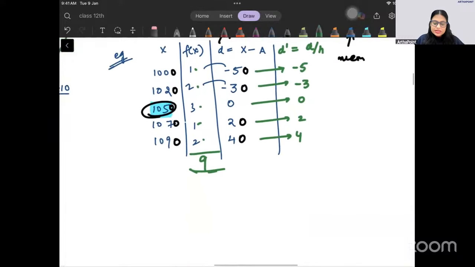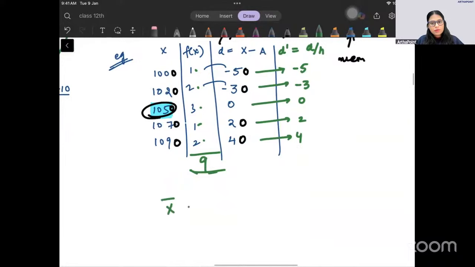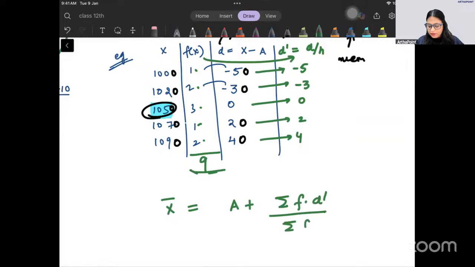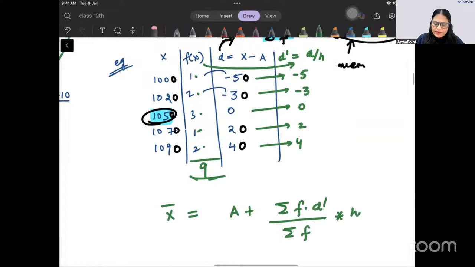And in this case, my formula of mean will become A plus summation F into D dash divided by summation F into the height. एक ही बात है. I have divided it by height and then multiplied it back with height. ठीक है? So this is the only thing which you have to keep in mind. Any doubt in this? Anyone?